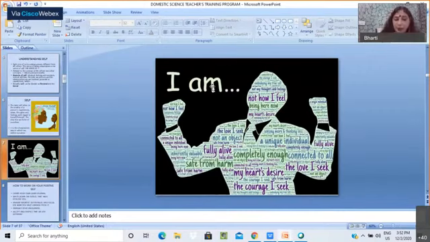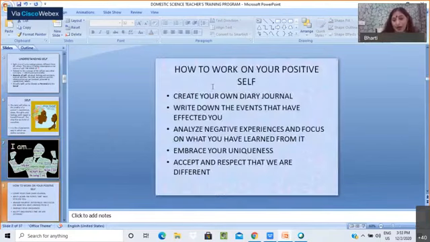And then, am I safe? Am I digitally safe? Am I safe physically? Am I away from abuse, and so on? So next, I'm moving on: how to work on your positive self.